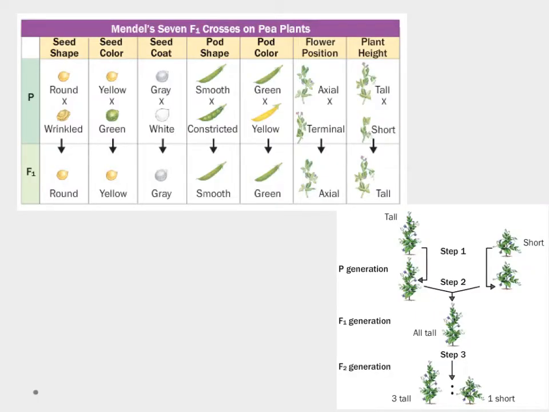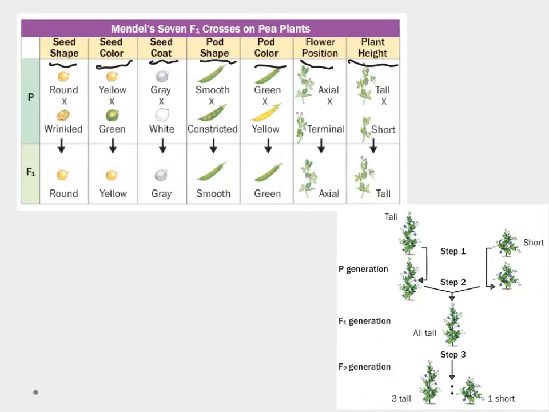So, as I mentioned, he had found 7 different traits that he had looked for. He looked at seed shape and he found that there were round and wrinkled ones. He found seed color, they were yellow and green. He found a seed coat, it could either be gray or white. The pod shape was either smooth or constricted. The pod color was green or yellow. The flower positions were either axial in the middle of the plant or terminal at the end. And then there were tall and short plants.